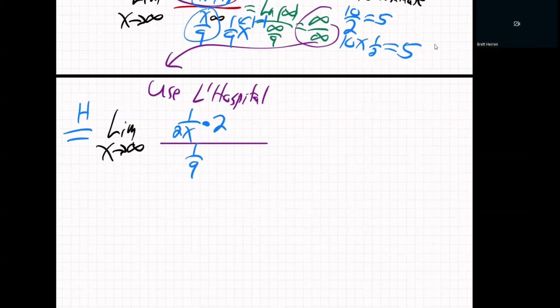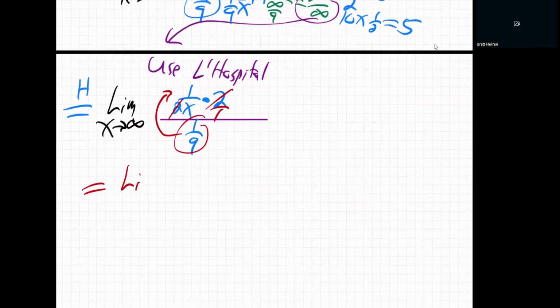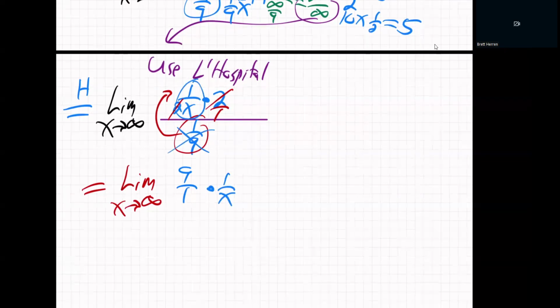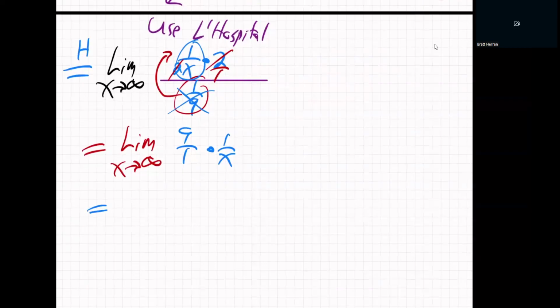Okay, great. Now what? Well, now good things happen. This is 2 over 1, so these will cancel. Take that 1/9 and flip it up. Again, dividing is upside down multiplying. So we have the limit as x goes to infinity. This is going to become a 9 over 1 on the top times 1 over x. This is still 1 over x. The 2's are gone. There's no more denominator.